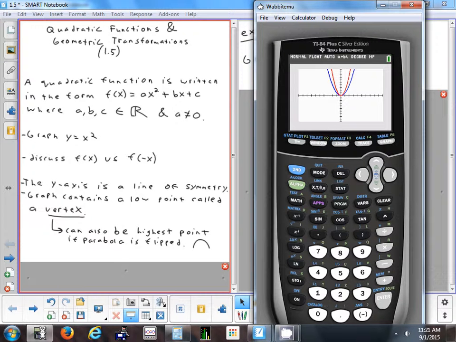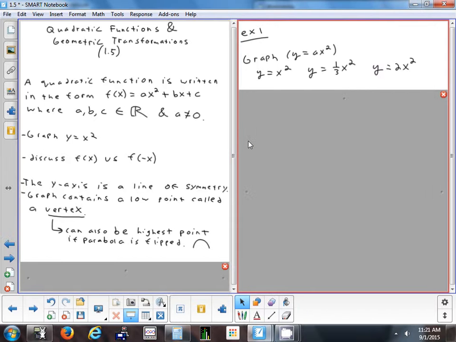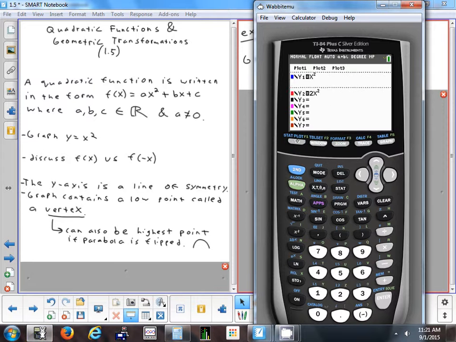Okay? Imagine keeping that point fixed right at the origin and pulling up on the sides of the blue one. Right? It would start to get skinnier if you stretched it vertically. Right? And let's also try 1/3 x squared. So let's put in 1/3. Okay, and compare these two.